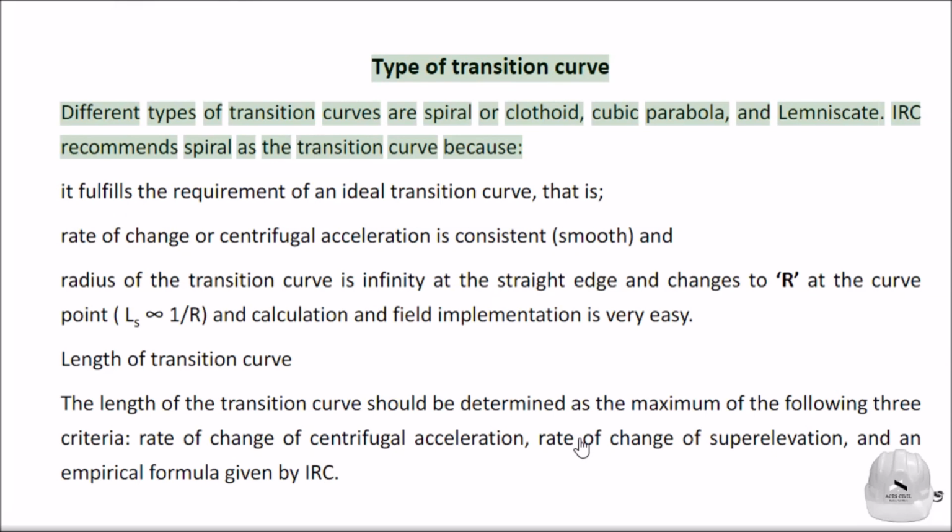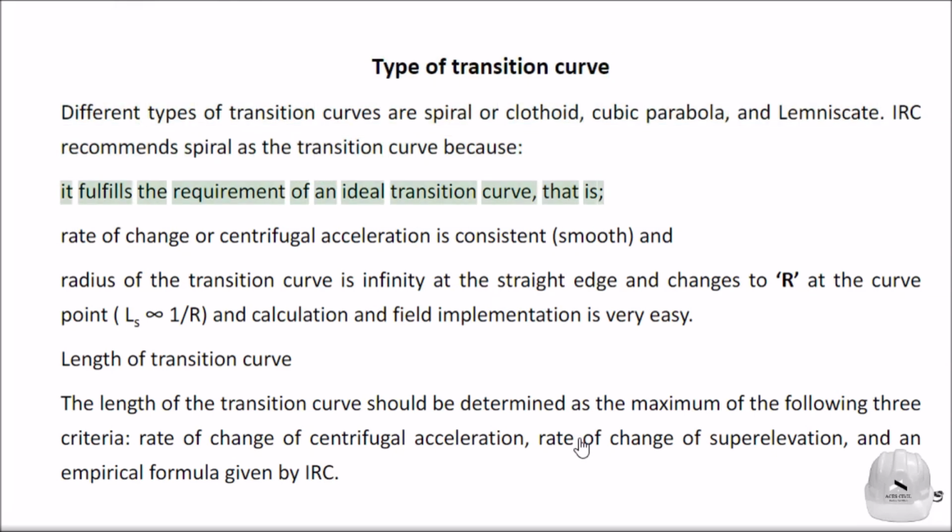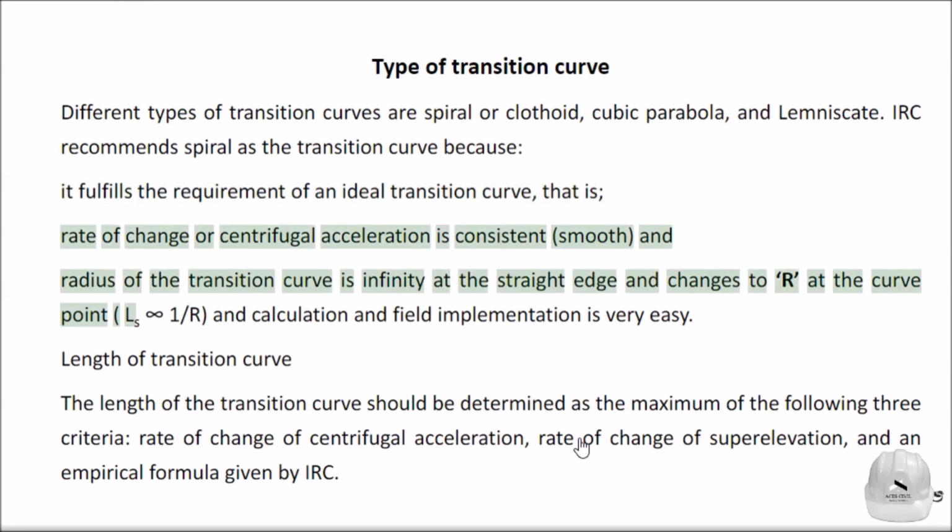Type of transition curve. Different types of transition curves are spiral or clothoid, cubic parabola, and lemniscate. IRC recommends spiral as the transition curve because it fulfills the requirement of an ideal transition curve, that is, rate of change of centrifugal acceleration is consistent and smooth, and radius of the transition curve is infinity at the straight edge and changes to R at the curve point, L.S.